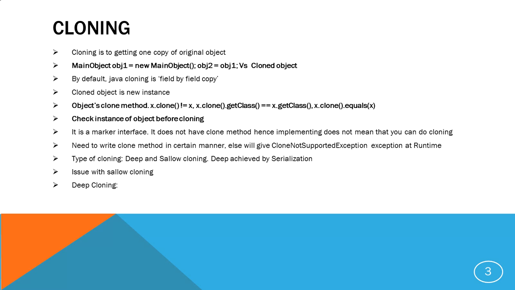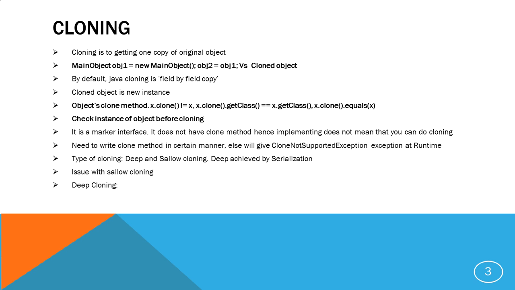Okay, let's talk about cloning. Cloning is the concept in Java which provides a kind of prototype design pattern. That means that when you have some existing object, you can create another object from the existing object. So the second object will be a clone of the existing object. There are a lot of situations where you need to create such objects from existing objects. That concept is called cloning. So cloning is getting one copy of the original object.